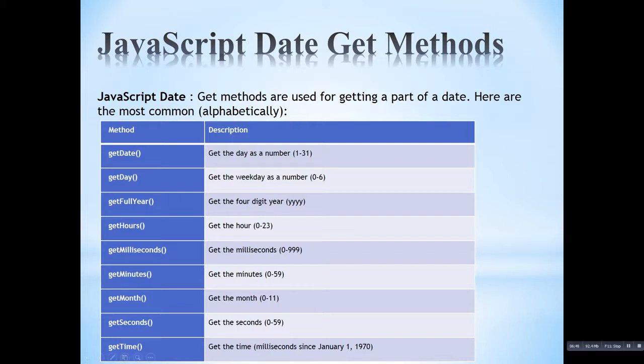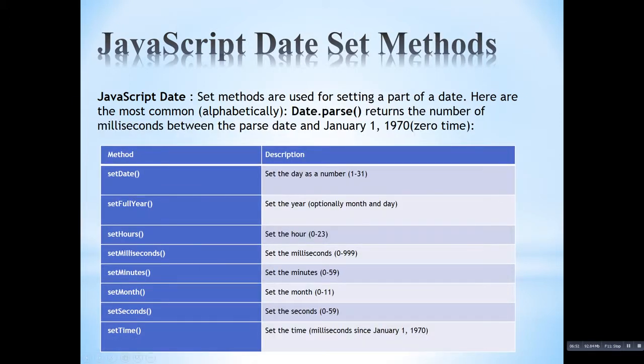Similarly, for setting the date, there are some set methods also present. You can see setDate, setFullYear, setHours, setMilliseconds, setMinutes, setMonth, setSeconds, and setTime. These methods can be applied on a date object, and the part of the date can be set by these methods. Date.parse returns the number of milliseconds between the given date and January 1st 1970, that is zero time.